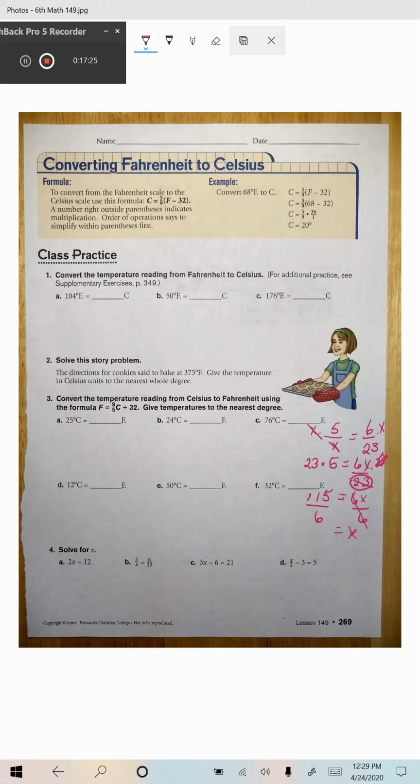At this point, I'm going to leave it as an improper fraction just because I need to check it, okay? And I need to make sure it works. So what we have is 5 divided by 115 over 6. And you're saying, oh my goodness, Mrs. Kenny, I've never seen this. I get it. Okay, so this is what you have.